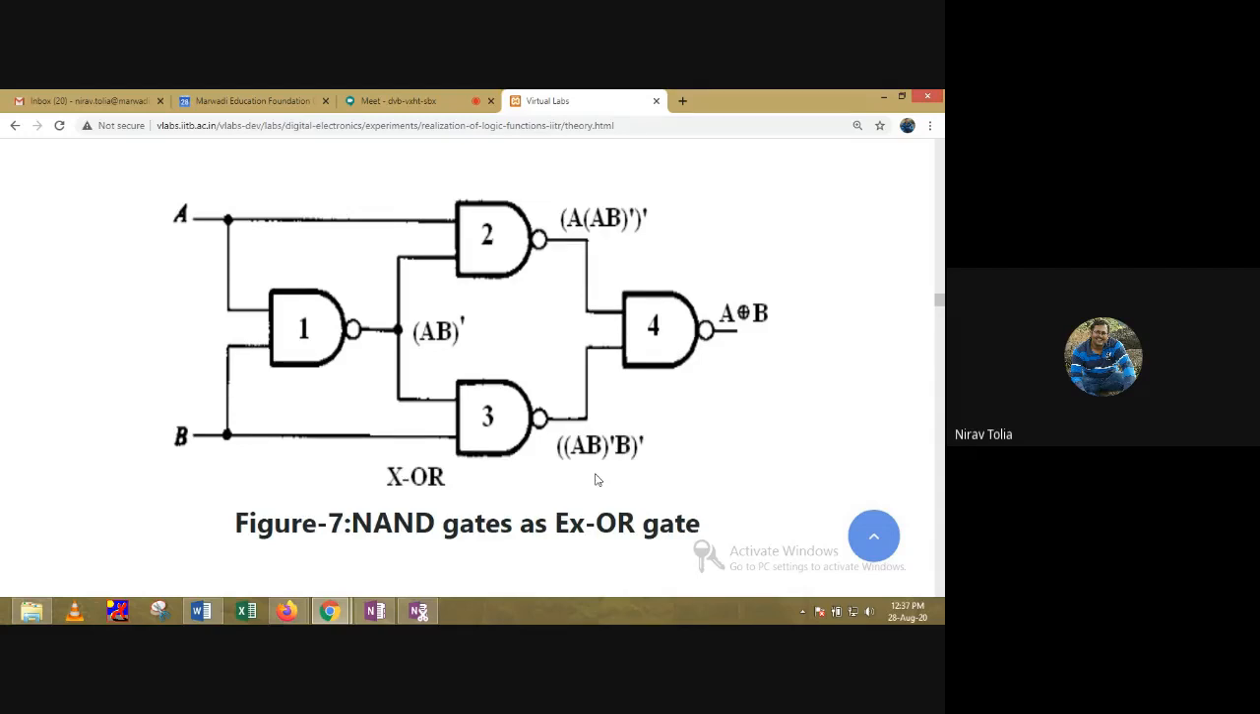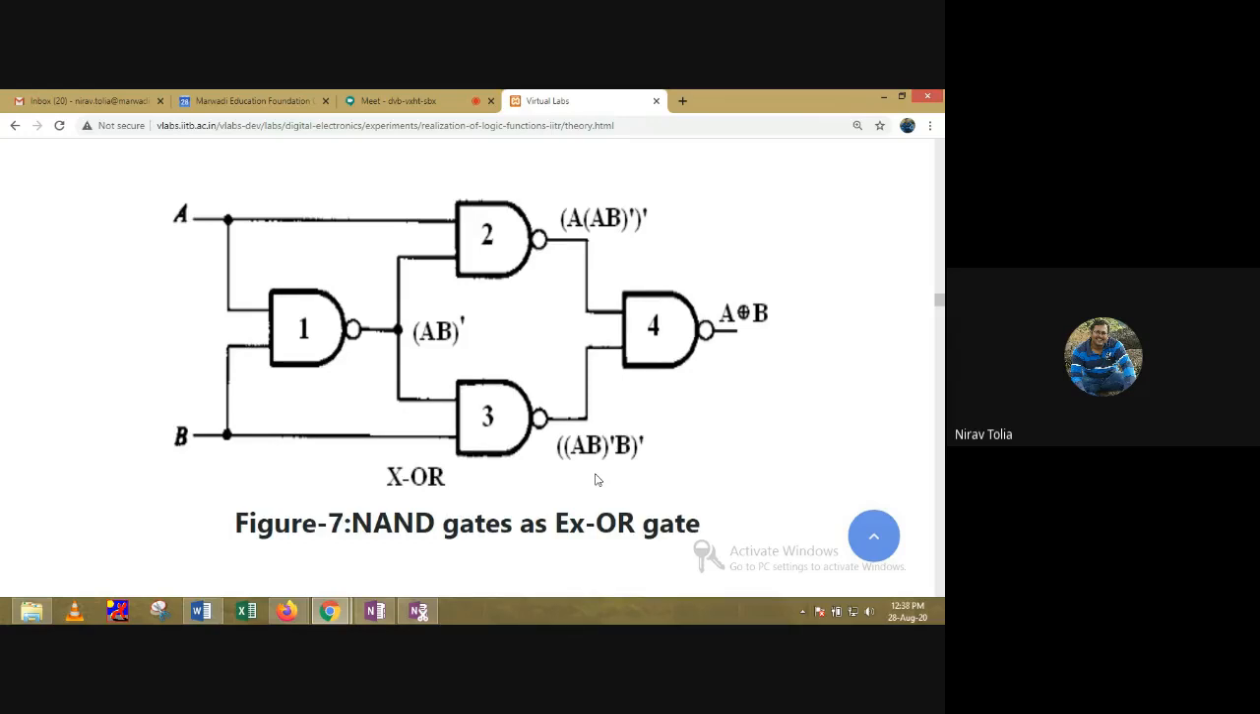Now at gate number 1, we are giving the inputs A and B. So the output becomes AB bar. The output of gate number 1 is connected as an input to gate number 2 and gate number 3. And we give another input to gate number 2, which is A, and to gate number 3, which is B.